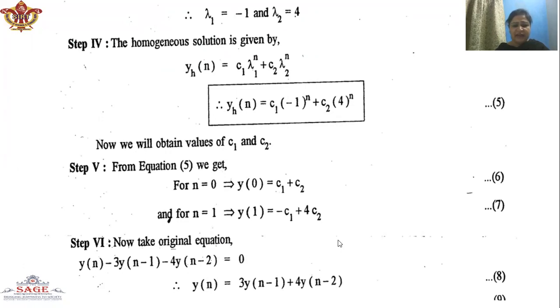When we take initial conditions, we will put the values of the initial conditions if they are given in the question. If initial conditions are not given in the question, then we will represent them by y of minus 1, y of minus 2, and so on.